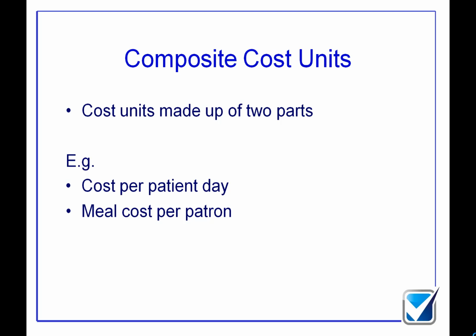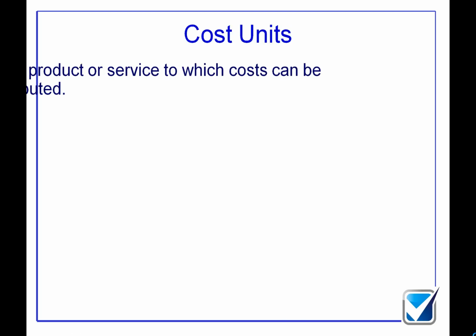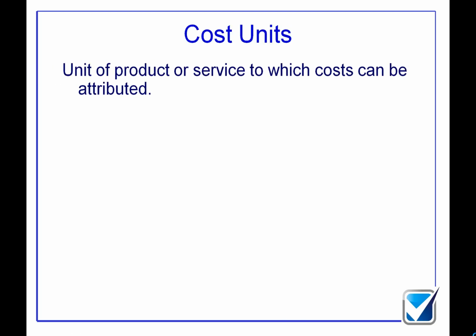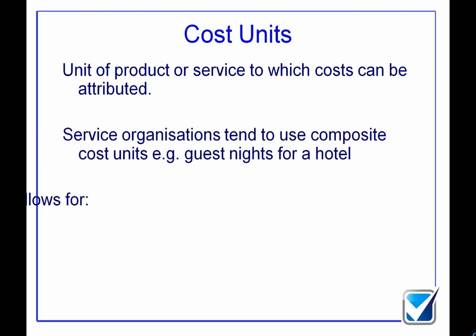It's composite because there's more than one. Cost per patient day, meals, how much they cost per patron who turns up to our restaurant, those types of things can potentially be my cost units. So the cost units are things that I'm actually going to produce. They are things I'm actually going to deliver to my clients. This is really how I generate my income. This is the core reason behind my business.